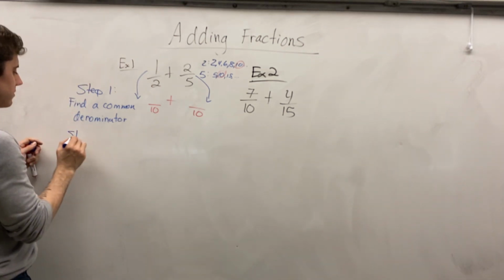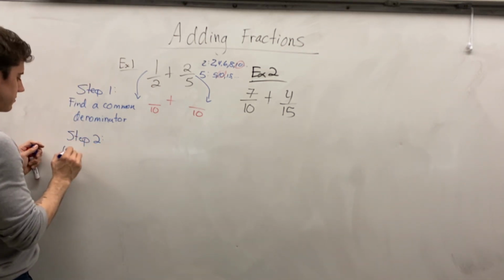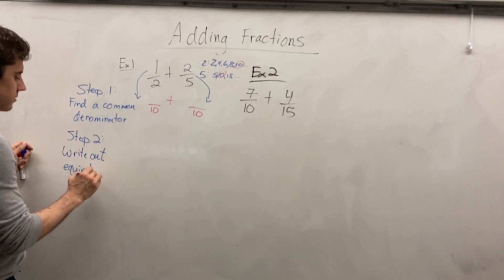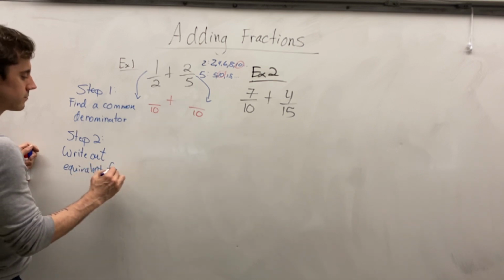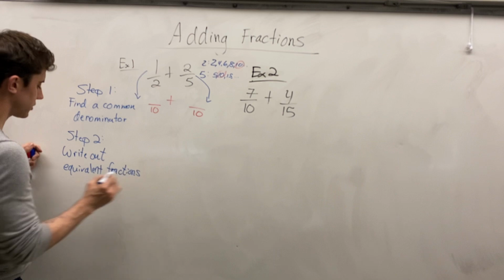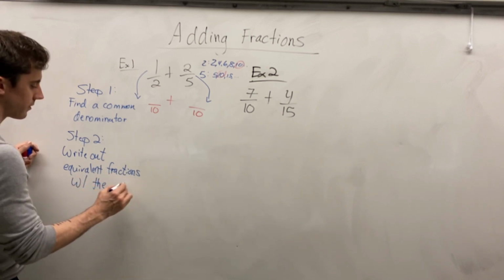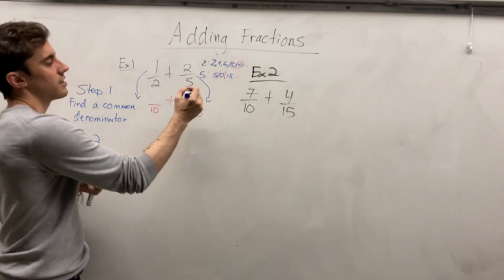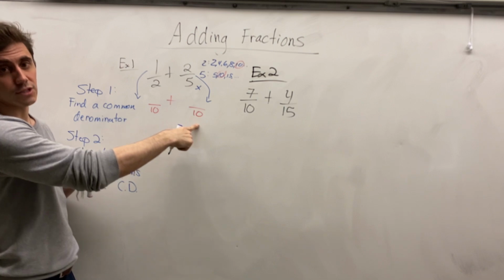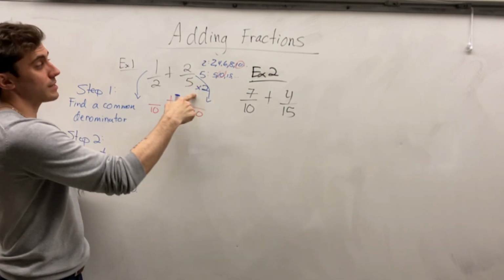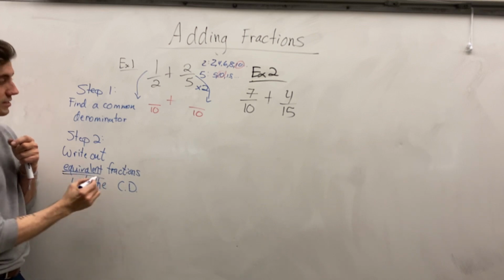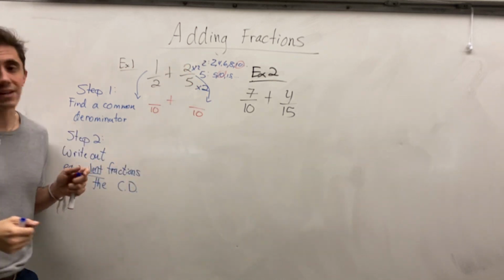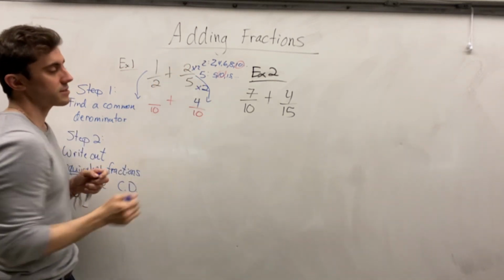So I'll write that out as well. Step 2 is to write out equivalent fractions with the common denominator. We now have our common denominator, and so all we have to think is 5 times what brings us to our new denominator of 10? Well, that's 5 times 2. And so to keep the fractions equivalent, we multiply the numerator by the same amount. Okay, we do the same thing on top and on bottom. And so 2 times 2 gives us 4/10, okay?